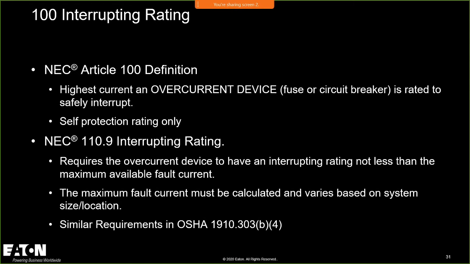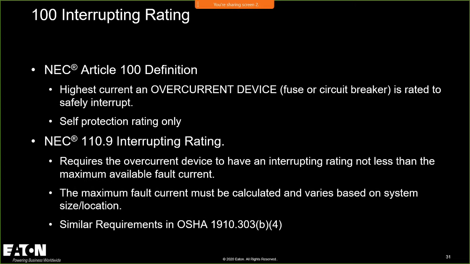The interrupting rating says the highest current at rated voltage that a device is identified to interrupt under standard test conditions. And there is an informational note: equipment intended to interrupt current at other than fault levels may have its interrupting rating implied in other ratings, such as horsepower or locked rotor current. So an interrupting rating is not always just fault current. It's whatever the highest current that device can stop from flowing.